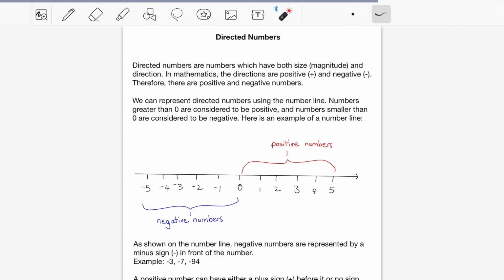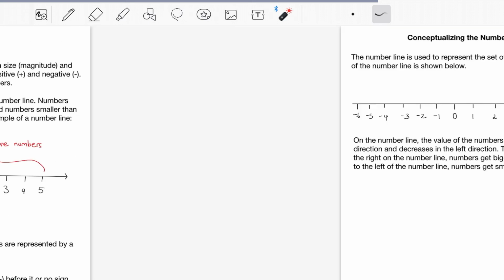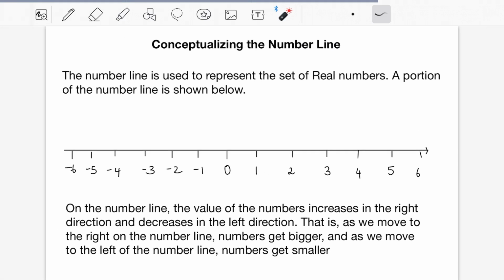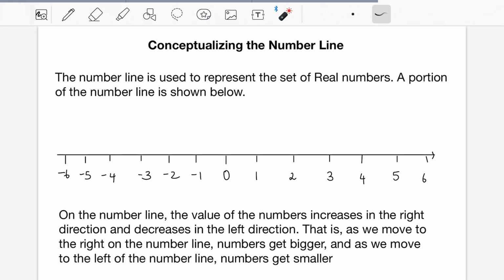So let's discuss the number line a little bit more. So your number line is used to represent all of your real numbers. It stretches from negative infinity all the way to positive infinity. So it includes every single real number. This is just a piece of the number line. And as you can see, it has positive and negative whole numbers, as well as 0.